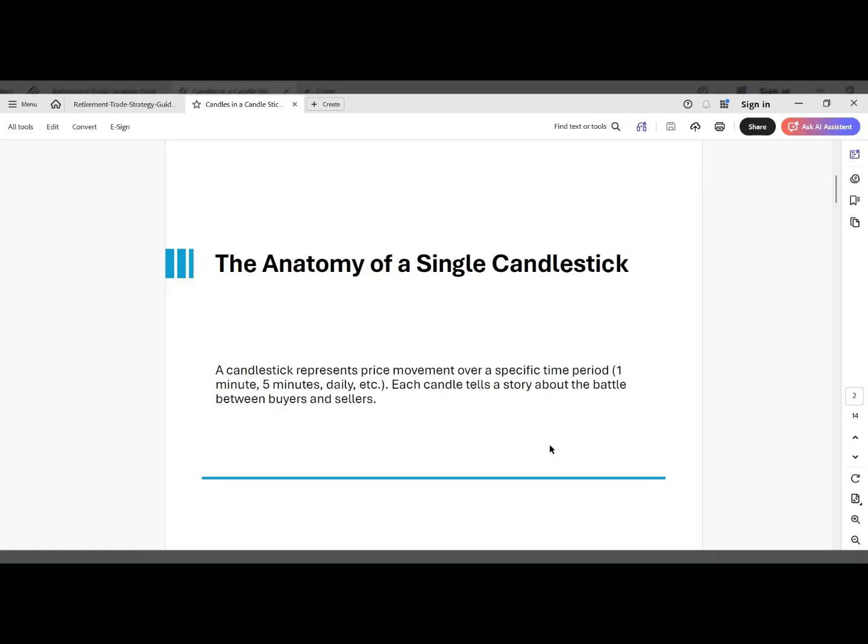Thank you. The anatomy of a single candle. A candlestick represents a price movement over a specific time period, 1 minute or 5 minutes, daily, etc. And when you start grasping that, you're really reading the story of the market, of what's going on in the market. So each candle does tell that story, and there's a battle going on between the buyers and the sellers. It just depends on who's winning out at that time.